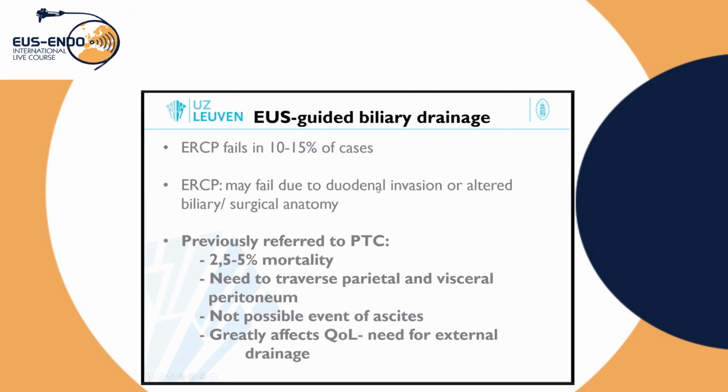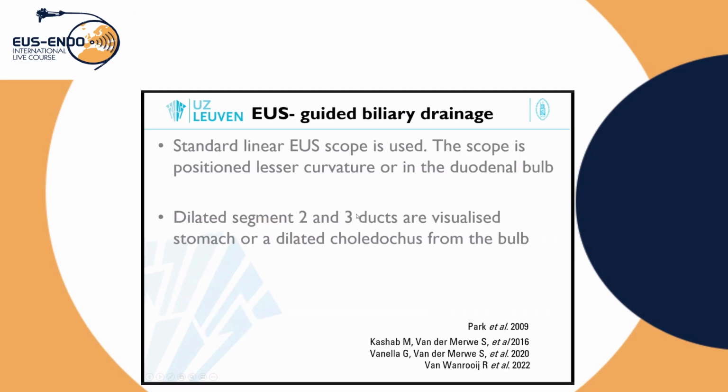In the past, we would have considered sending these patients to the interventional radiologist for percutaneous drainage, but I want to remind you that percutaneous drainage is associated with a mortality of up to 5%. The interventional radiologist will need to traverse the parietal as well as the visceral peritoneum, and these patients will often have pain following these procedures. It is not possible when ascites is present, and it greatly affects quality of life, especially if we cannot internalize the drainage following initial placement.